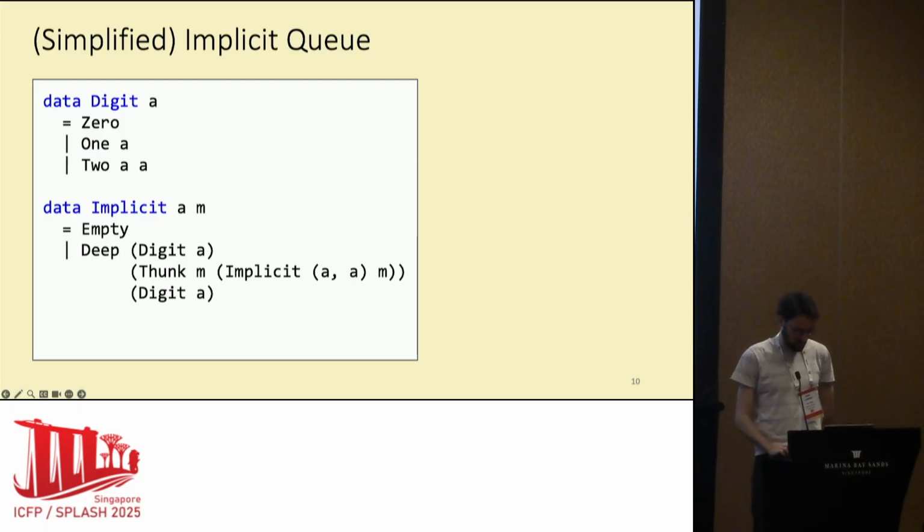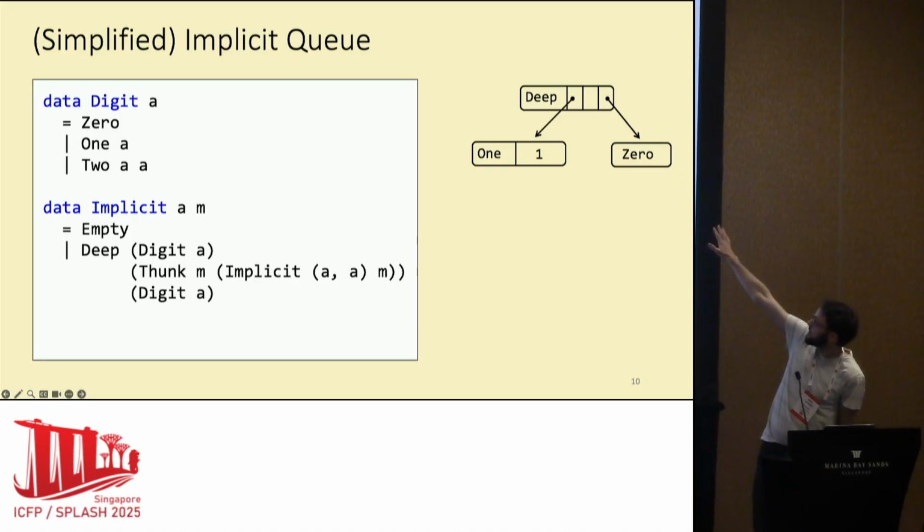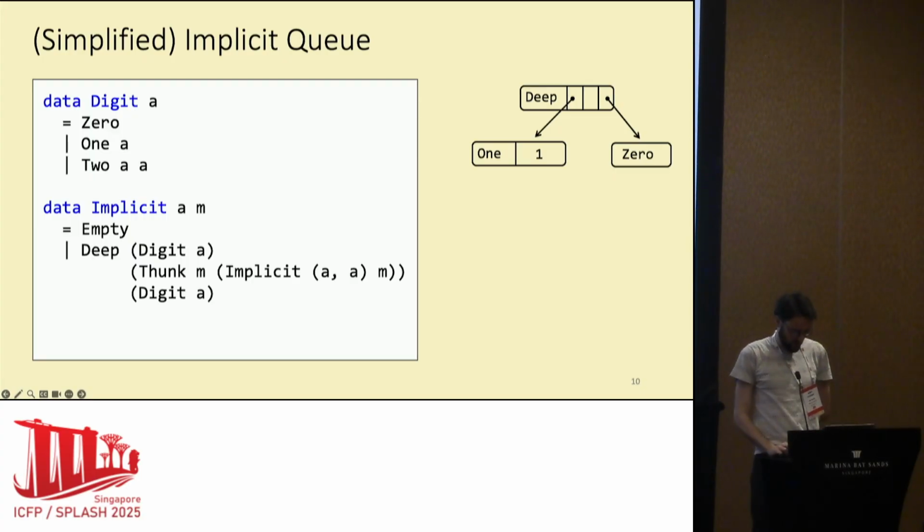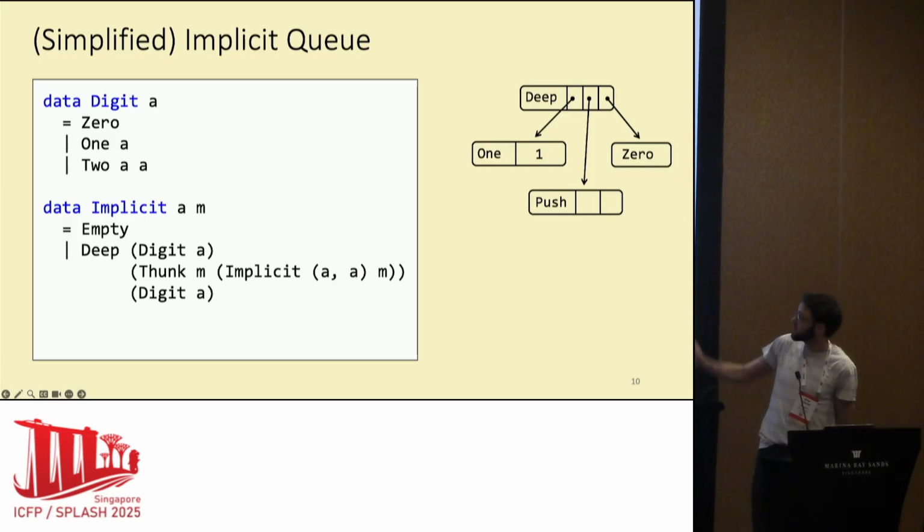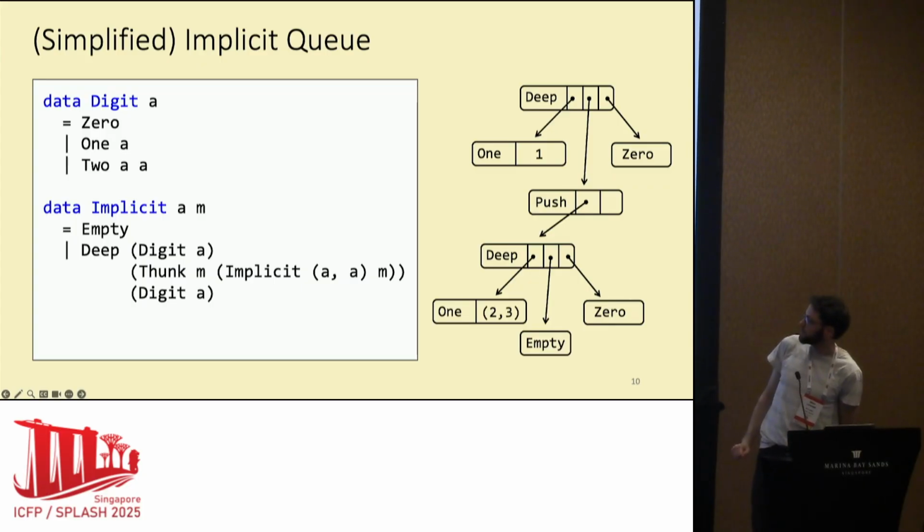And let's look at an example. So at the topmost, I say I have a deep node with a 1 and a 0 as my digits. And then in the middle, I have a thunk, which will be a push operation, which contains another deep node. And so here, one interesting thing is that the implicit queue that you have in the thunk stores pairs of the initial elements. So in the topmost deep node, I have a 1 in the 1 constructor, and down here I have a 2-3 pair in the 1 constructor.